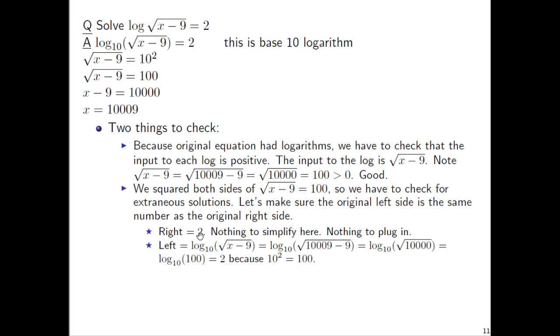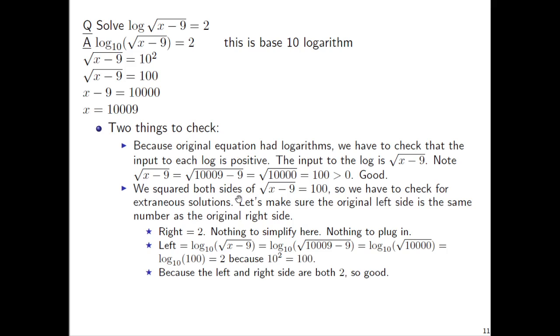So that's good. The right side was a 2. The left side was a 2. So because the left and the right side are both the same number, both 2, this is good. Okay, we checked the other thing we needed to check. We don't have an extraneous solution. We checked both things that needed to be checked.